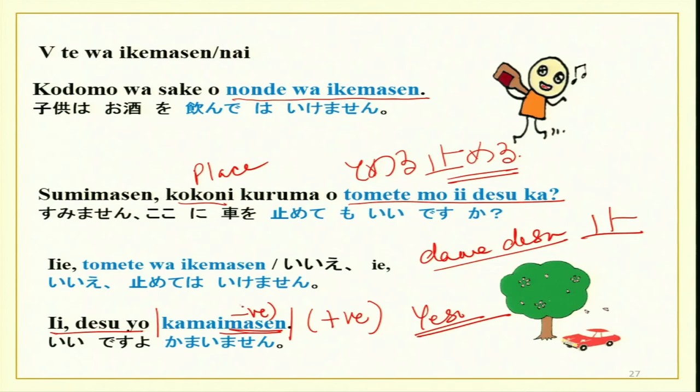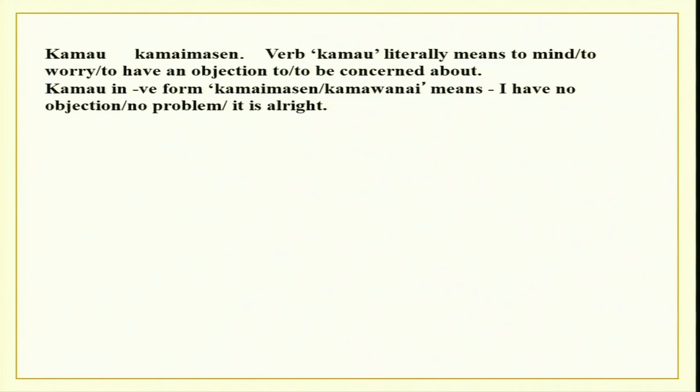Now we have learnt how to say it is not permitted or permission is not granted in different ways, casually and formally as well. Now how will you say kamaimasen? And what does it mean? I have just told you it means all right, permission is granted. So informally you can say this, it's all right, it's okay, daijobu, ii desu yo, dozo, I have already told you once. So now let us see how to use kamaimasen in our sentences. Literally it means not to worry, I don't mind, I have no objection, basically permission is given.